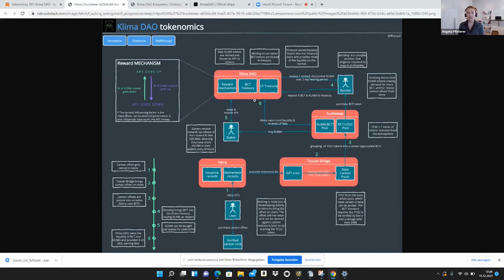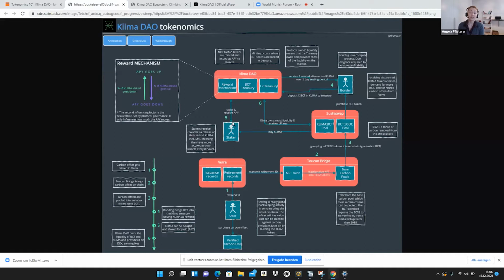So before I come to the reward mechanism, who are the participants? I make my way down. One participant is a potential staker. A staker would buy Klima, for example, from the market. Here we have, for example, the decentralized SushiSwap exchange. A staker can buy Klima tokens there and stake them with the protocol, with KlimaDAO.